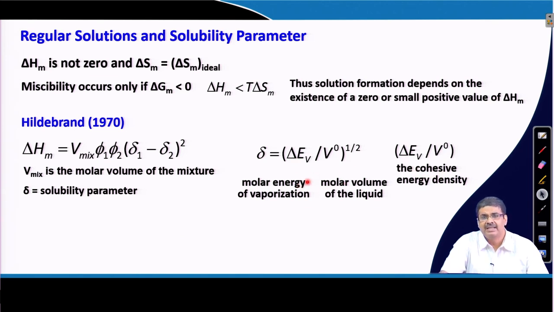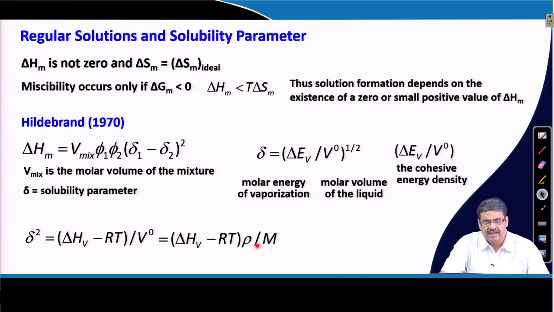Now, if the vapor is an ideal gas, then we can write delta E V as delta H V minus R T, and the molar volume of the liquid can be expressed as the molecular weight of the liquid or the solvent divided by its density. Hence, using this expression, we can experimentally determine the value of the solubility parameter of the solvent or a liquid. We can get the enthalpy of vaporization from experiment, and we can get the molecular weight and density from experiment as well.